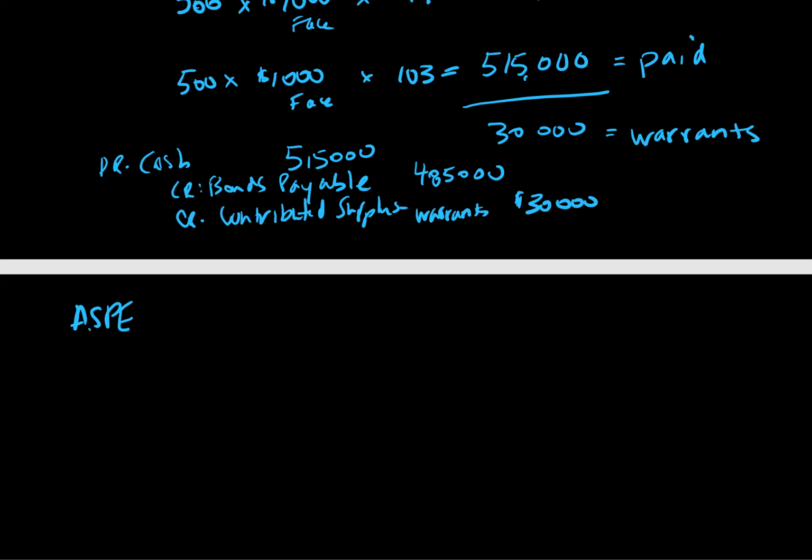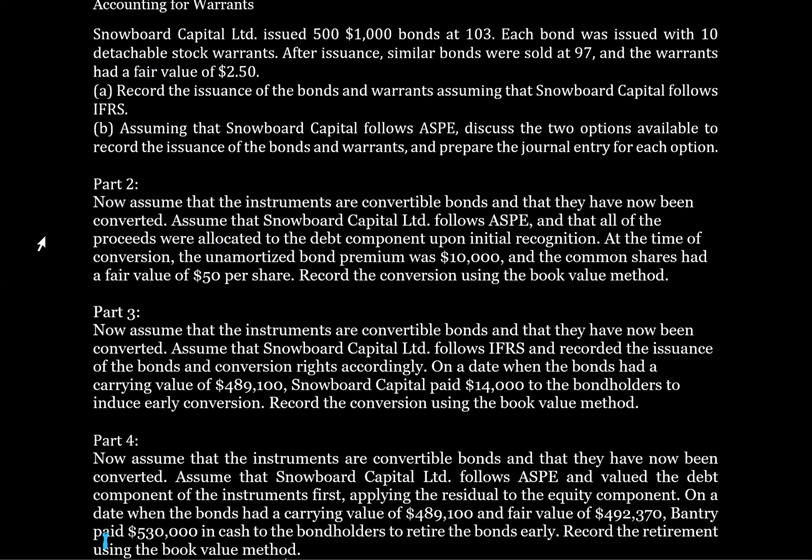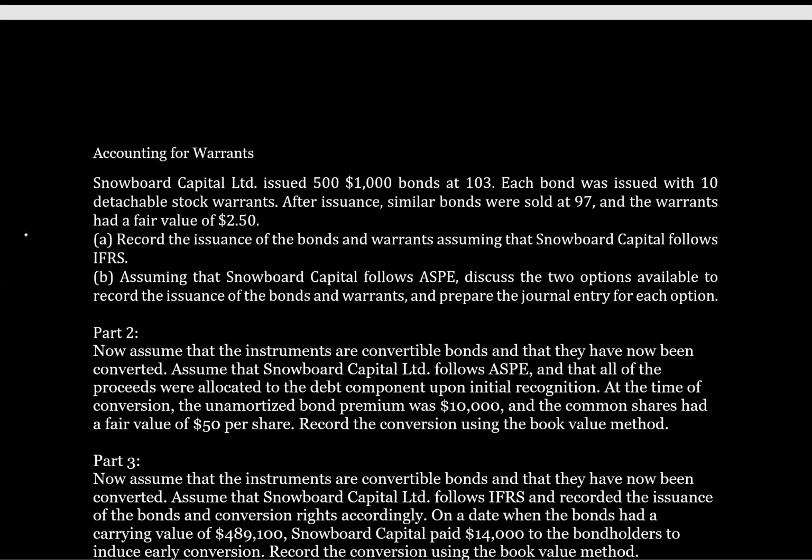But we also had the information to measure the warrant. When we looked up at the question here, we were told that the bonds were at 97, and then we were told that the warrants had a fair value of 250. So it looks like we had the information to value the warrants as well. So let's take a look at that.